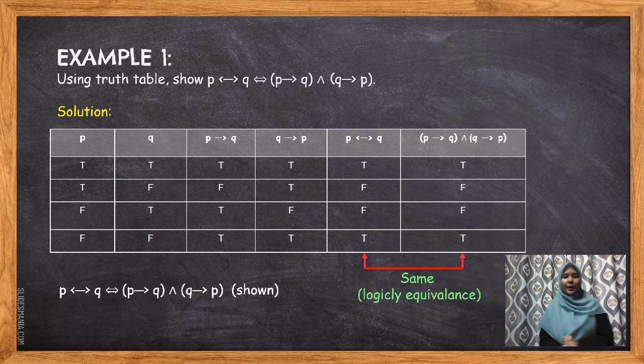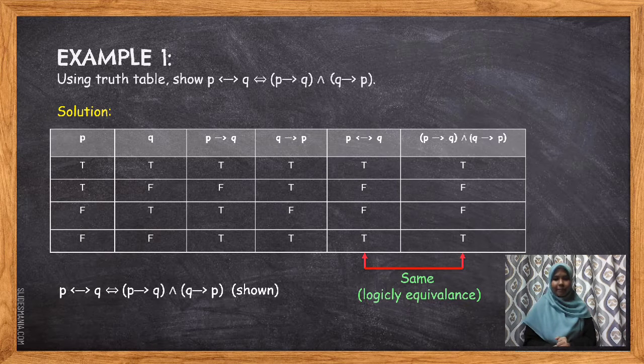So for P if and only if Q, as I explained before, the proposition is true when P and Q have the same truth value and false otherwise. So we get true, false, false, true.